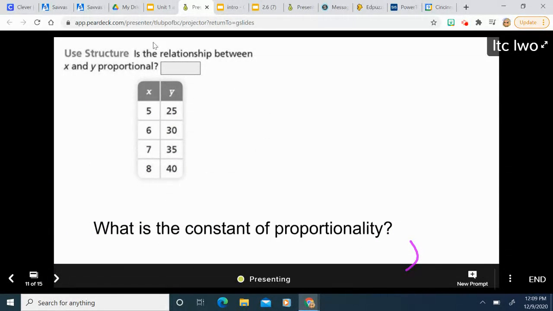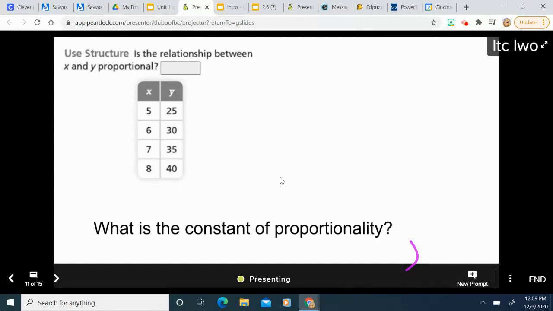All right, so first answer in your Ed Puzzle: is the relationship between x and y proportional? Next, what is the constant of proportionality? Okay, so hopefully you got 5. Is the relationship proportional? Yes, because 25 divided by 5 is 5, 30 divided by 6 is 5, 35 divided by 7 is 5, 40 divided by 8 is 5. Cool. So what's our constant of proportionality?